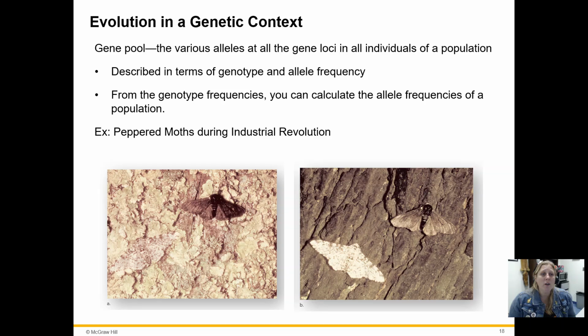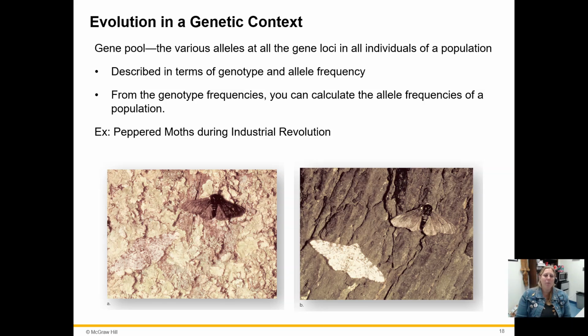Okay, so we know that there is a gene pool, and the various alleles for all the individuals in the population make up the gene pool. We describe the gene pool by genotype and allele frequency. So we can look at genotypic frequencies and try to identify and calculate allele frequencies of a population. This can help us understand the microevolution that's occurring between one generation and another.